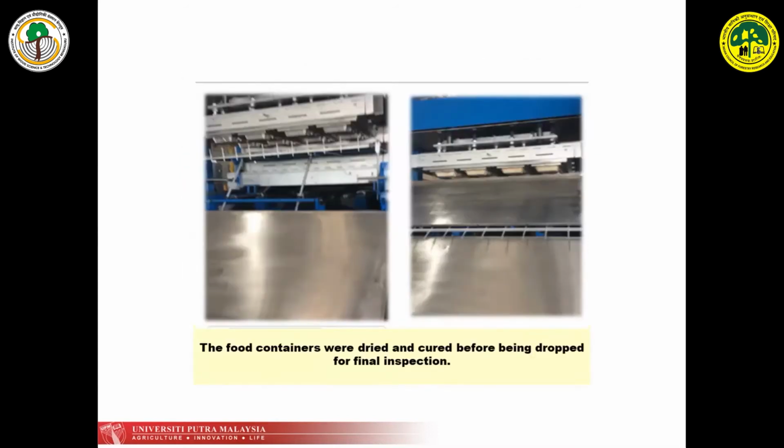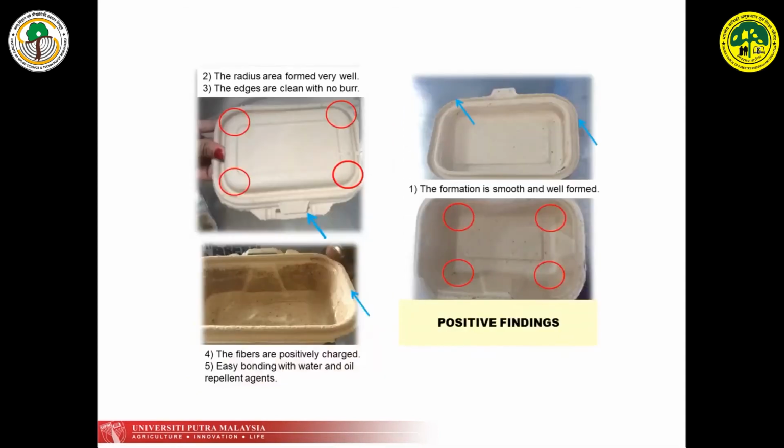This is the food container, dried and cured. Basically it is a video, but unfortunately I am not sharing it here, otherwise I would show the video. This is the product we developed from our first trial. We made a lunch box, because they say that if you are able to make a lunch box, then it is very easy to make plates and other things. We looked at it, and everything was very nice, a positive finding. We put in water and char bonding, and a water and oil repellent agent can be added later if you want to make it water or oil repellent.